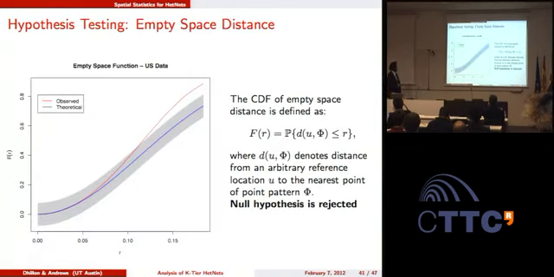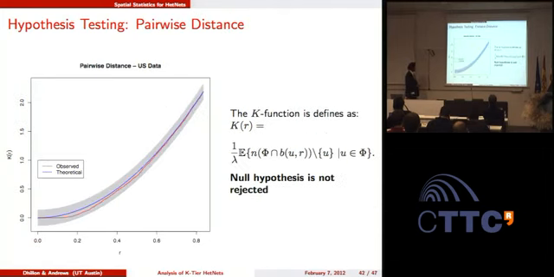So as I said, first we start with the empty space distance. This blue plot is for whatever function we are considering. In this case, it is the CDF of the empty space distance. So this blue plot corresponds to the Poisson assumption, and this gray region is basically the confidence level. And now, in this case, clearly your null hypothesis is rejected. It clearly shows that the data was not Poisson. All right. But this doesn't tell much about what kind of data it was. It just says that it wasn't Poisson.